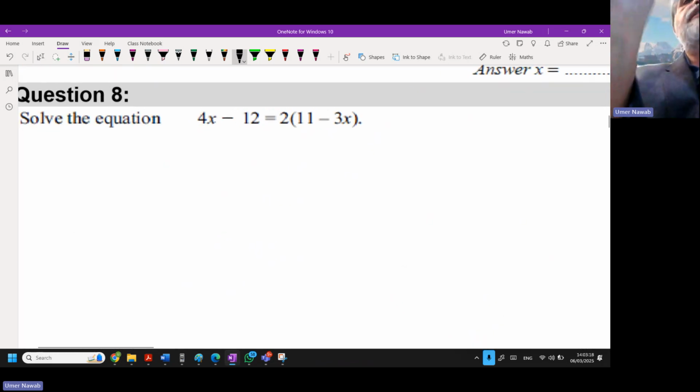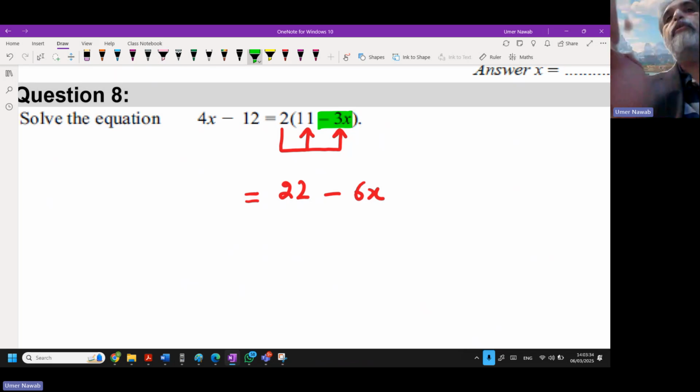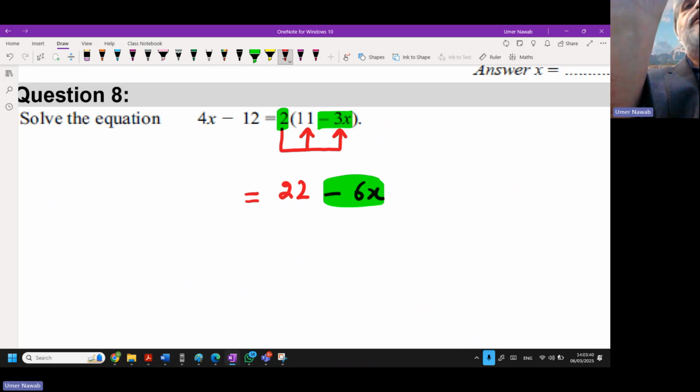Now, in this particular case, guys, you can see the 2 multiplies with 11 and 2 multiplies with minus 3x. Now, 2 multiplies with 11 gives you 22, and 2 multiplies with negative 3x is negative 6x. So many students sometimes ignore the negative sign. No, negative 3x multiplied with 2 gives you minus 6x. On the left hand side, it is 4x minus 12, guys.